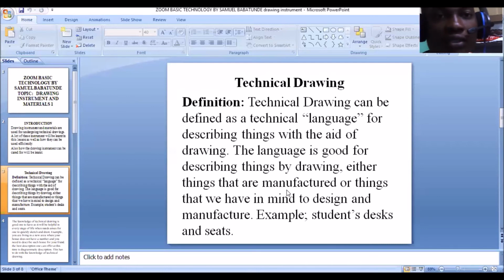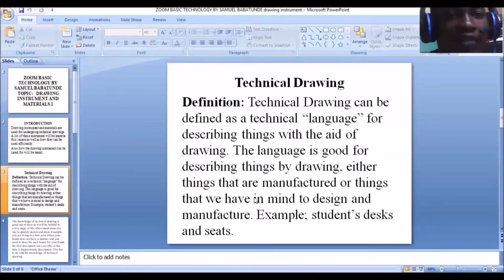Our imaginations, the things that we have in mind to manufacture or the things that are already manufactured. Now, how do we represent these things? We represent these things in a particular language known as technical drawing. We put these things into drawing. And that's why we say technical drawing is a technical language.